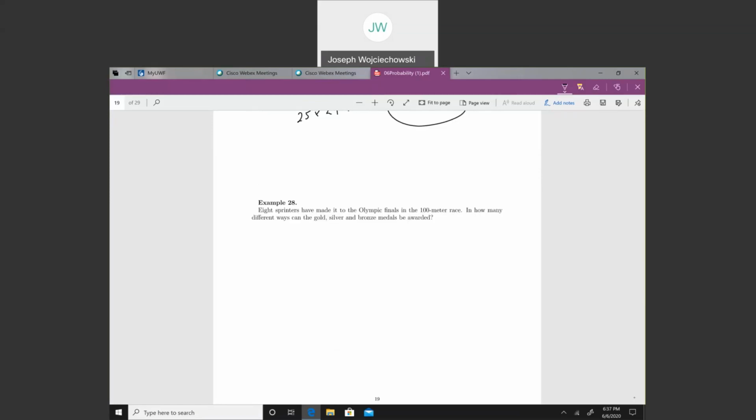Okay, now again, we have 8 sprinters who made the Olympic finals in the 100-meter race. How many different ways can a gold, silver, and bronze medal be awarded? Well, giving away the first prize, how many different people can get it? One of the 8, right? And the second prize, well, the guy who came in first can't come in second as well. So that means there's only 7 possibilities. And third prize, there would only be 6. And 8 times 7 times 6 is equal to 336.